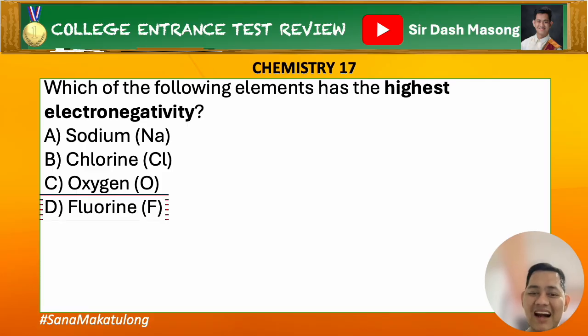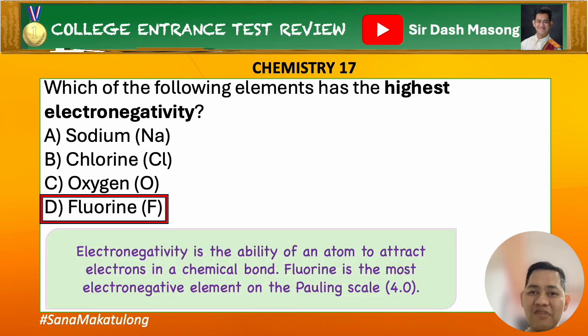Alright, the correct answer is letter D, fluorine. I-recall natin yung electronegativity. Yung electronegativity, that's the ability of an atom to attract electrons in a chemical bond. Yung fluorine ay yung most electronegative element on the Pauling scale. So, around 4.0. It is in the top right corner ng periodic table natin, excluding the noble gases.